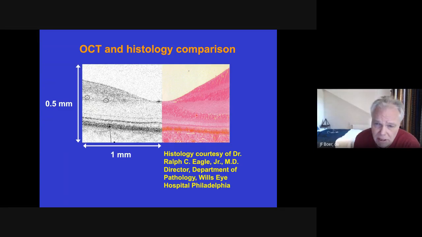Outer nuclear layer, outer plexiform layer, inner nuclear layer, inner plexiform layer, and then on the top here the ganglion cell layer and nerve fiber layer. So we can see we can get the structure really nicely with OCT, but definitely not down to the cellular level.